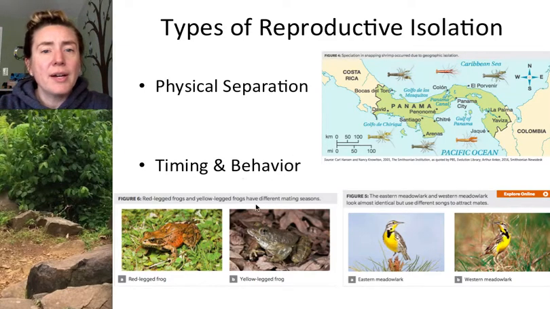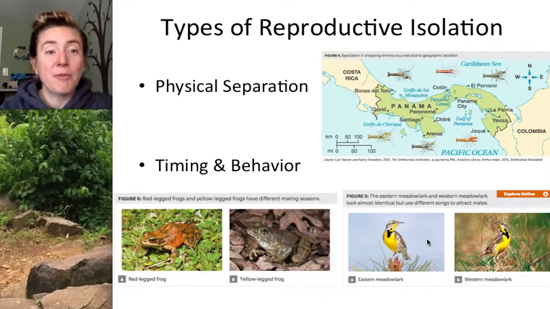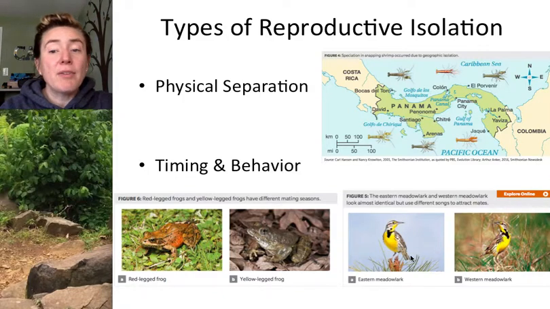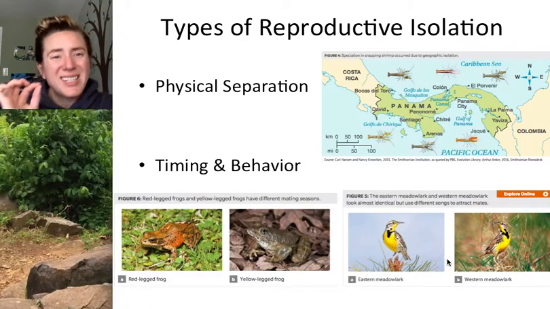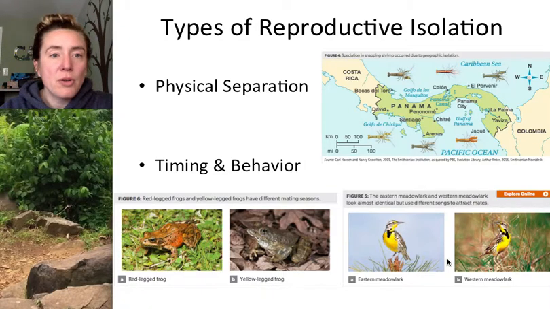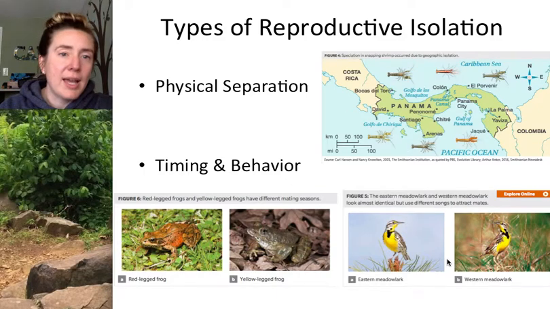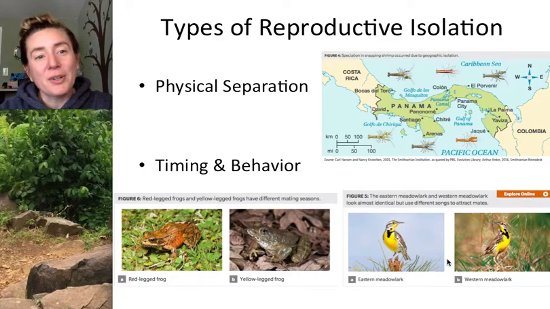Behavior is another isolating mechanism. So right now you're probably also hearing lots of bird calls. We actually have baby birds right out of the window that I'm filming here. So it's happening now. But even though these two meadowlarks look very similar to one another, here the eastern and the western meadowlark, their songs are just slightly different from one another, so they're not going to attract their mate. And if they don't attract their mate, they cannot mate to create fertile offspring.